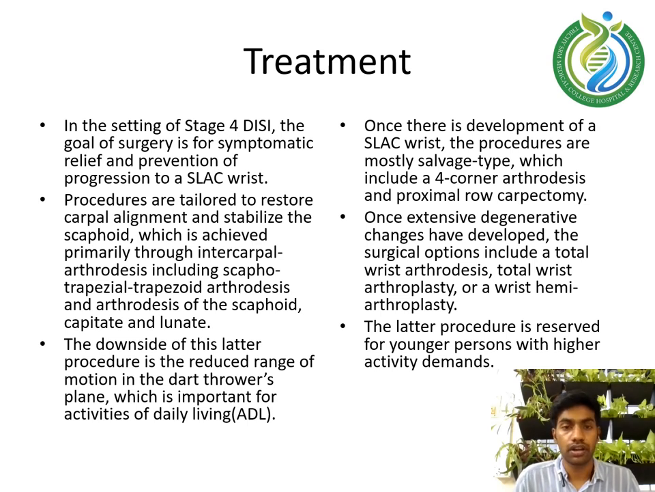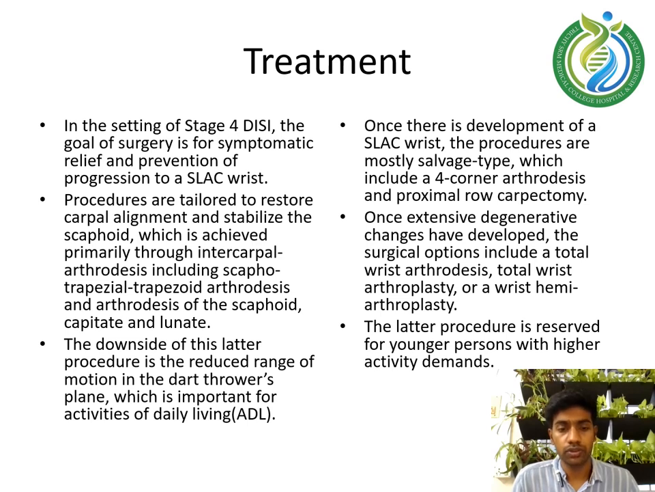For further treatment in stage 4 DASI, the goal of surgery is symptomatic relief and prevention of progression to SLAC wrist. The procedures are tailored to restore the carpal alignment and stabilize the scaphoid, which is achieved primarily through intercarpal arthrodesis, including scapho-trapezoid arthrodesis and arthrodesis of scaphoid, capitate and lunate.